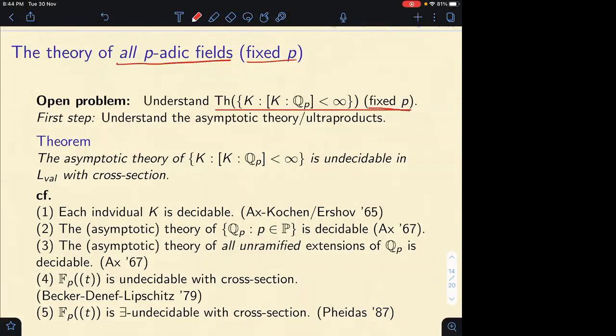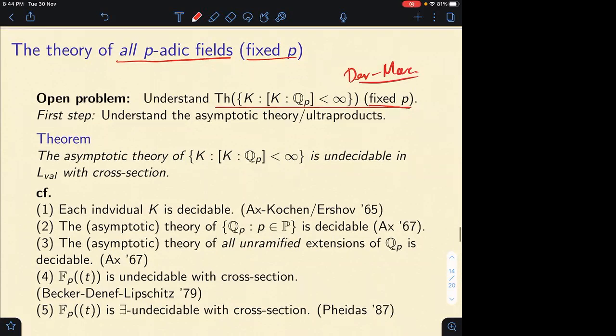So as far as I understand, this is an old problem. It appears in the work of Derakhshan and Macintyre, but many people have told me that it's much older than that. Maybe it was Serre. I'm not entirely sure. Anyway, we want to understand this.